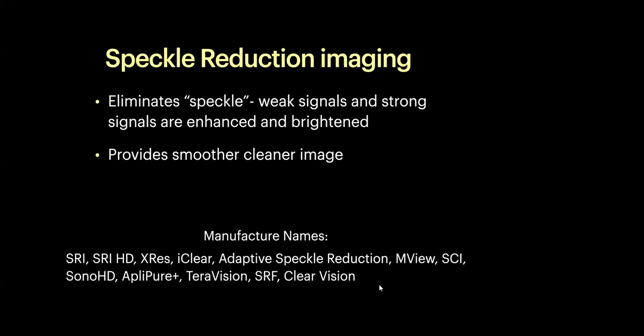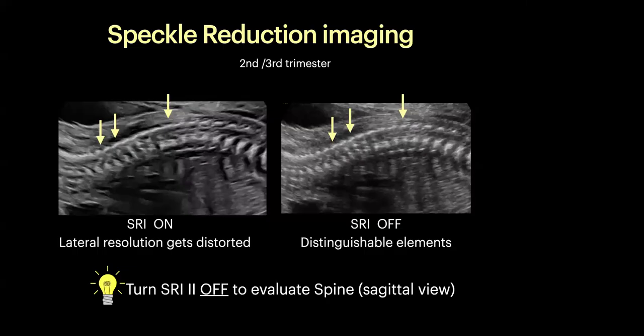Now, what this does is it eliminates speckle, and weak signals and strong signals are enhanced and brightened. This actually provides a smoother, cleaner image. However, when looking at the fetal spine, especially in the sagittal view, I really like it when we turn the SRI off. And here's just an example of showing SRI on.